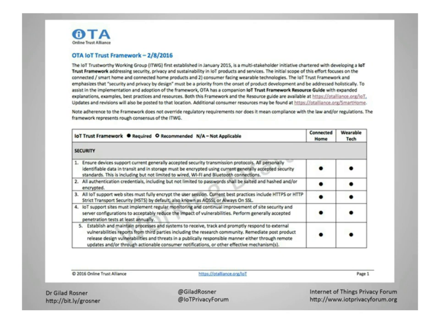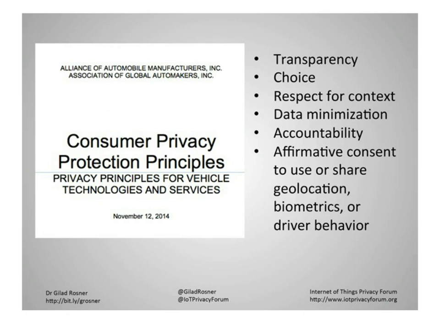In November of 2014, a pair of car manufacturing trade bodies released a set of privacy principles for vehicle technologies and services. Modeled largely on the White House's Consumer Privacy Bill of Rights, the automakers' privacy principles are certainly a step in the right direction, calling for transparency, choice, respect for context, data minimization, and accountability. Members of the two organizations that adopt the principles, which are by no means mandatory, commit to obtaining affirmative consent to use or share geolocation, biometrics, or driver behavior information.